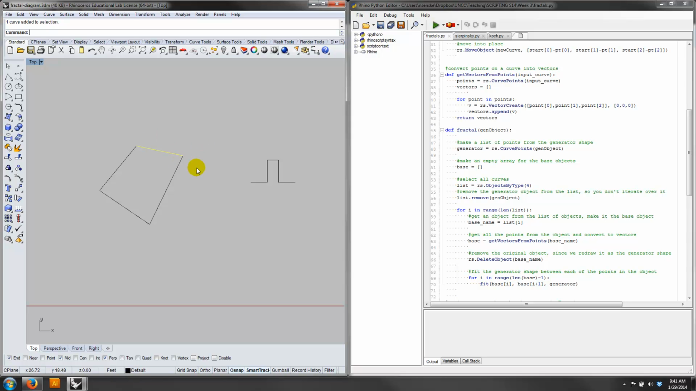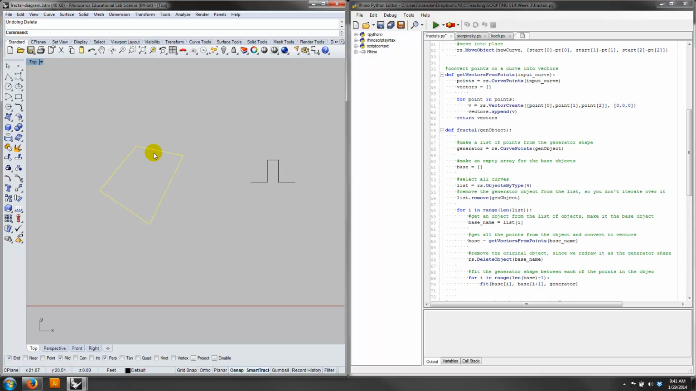We're going to translate this into a list of points, then into a list of vectors, and then we're going to delete it. Actually, I'm sorry, I shouldn't say it just deletes the one segment. It's going to delete the entire object because we have all the points in memory. Then it's going to iterate through those.